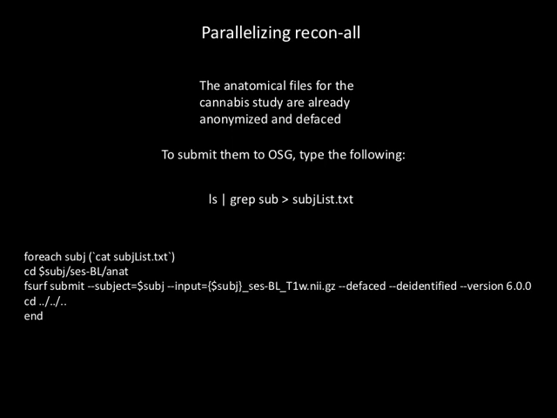So here's the command. It's really just a simple for loop. What this fsurf command does is you specify the subject name, which can be anything. You specify your input, which can have an NII extension, a GZ extension, an MGZ extension. It's all okay. As far as I know, I haven't had any issues with it. Since our data is already defaced and de-identified, you just specify those as flags, and then specify the most recent version of FreeSurfer, which is 6.0.0. It goes ahead and does that, and then you check the status of your workflow by typing fsurf list.